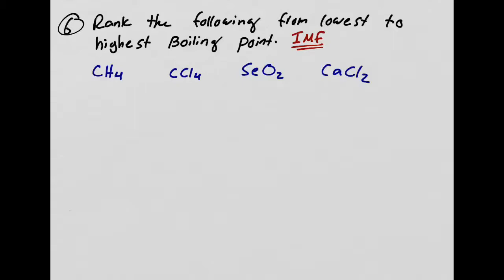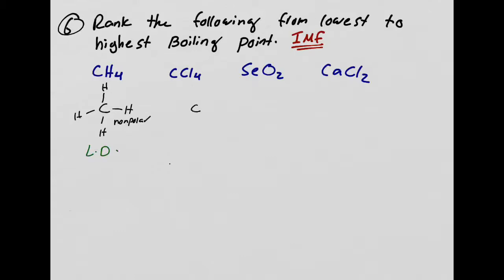Pause me, do this. CH4 is not ionic. I'm going to draw it out. If I draw it out, I can see there is no hydrogen bonding because it has to be NH, OH, FH directly attached. And is it polar or non-polar? It's non-polar. You have to go back. It's covalent, non-polar. So the only option I have is London dispersion.